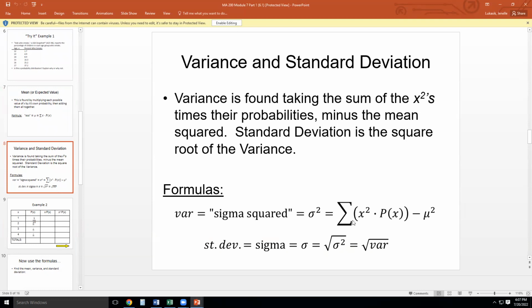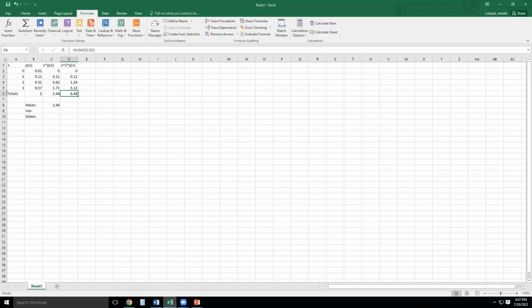That is going to help us, because if we add up the x squareds times p of x's, which we did, that's the 6.48. All we have to do is subtract from that the mean. Remember, this is the symbol for mean. We have to subtract from that the mean squared, and that'll give us the variance. So again, we're not using the built-in variance function here.